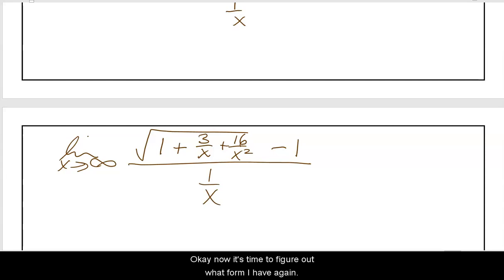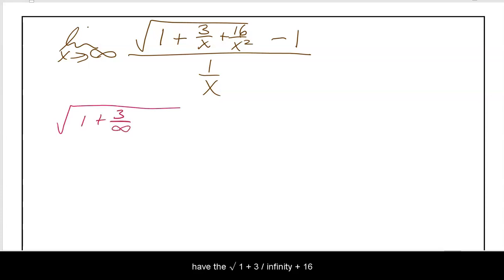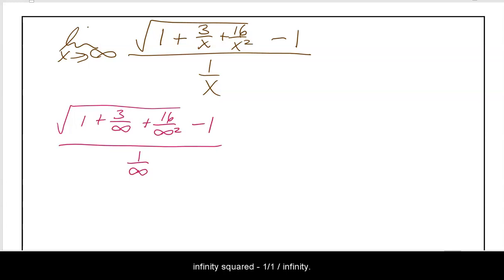Okay, now it's time to figure out what form I have again. So as x goes to infinity, imagine, if you will, what you'd get if you plugged it in. So coming down here, and maybe I should do that in a different color. How about something that contrasts? We'll do pink. So coming down here, if I were to plug in infinity, I would have the square root of 1 plus 3 over infinity plus 16 over infinity squared minus 1 over 1 over infinity.